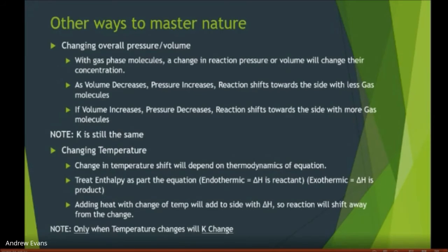Now, the idea here, how does temperature change this? Technically, in an endothermic system, higher temperature means greater K. Lower temperature means lower K, and the vice versa for exothermic, but that's really hard to wrap our minds around. The easier way to look at this is whether heat is a product or reactant. And when you change the temperature, you're essentially adding a product or reactant. And then we can see how the shift would occur.